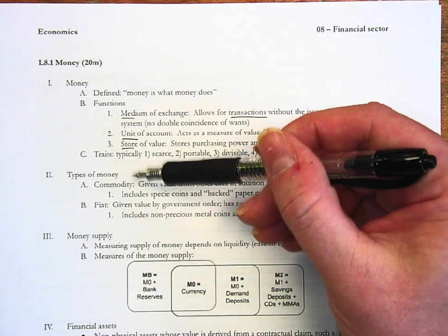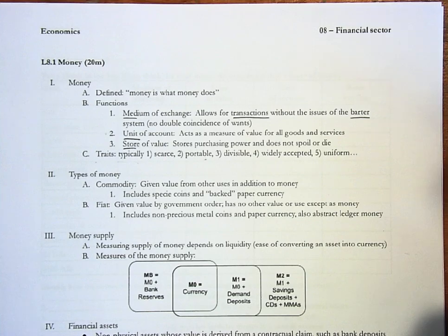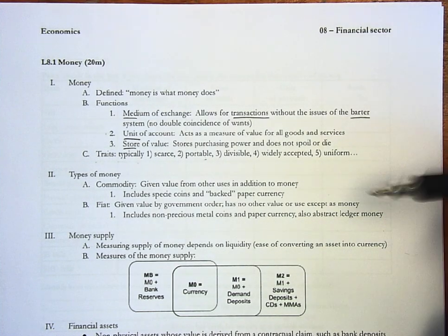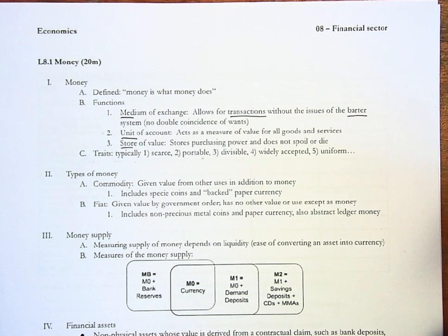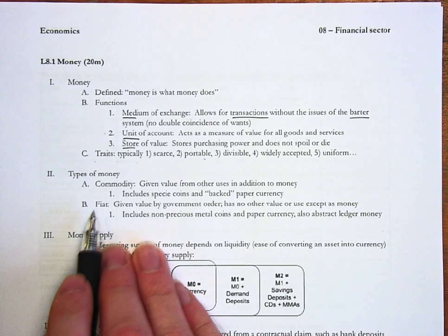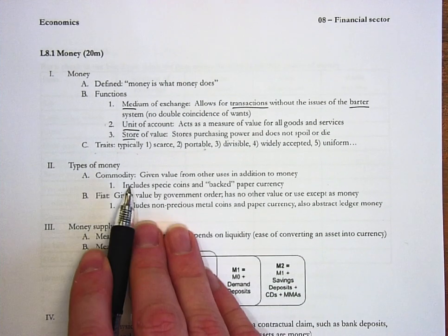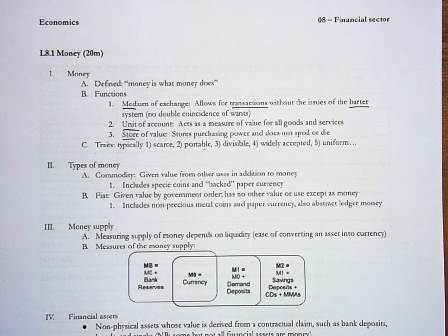But this is why we can have lots of different kinds of money out there, that different societies for thousands of years have used different products as money. But in general, as long as it fulfills these three functions, then it is money. There are generally, we'd say, two types of money. Commodity money, and that would be money that's given its value from other uses in addition to its use as money. And this could be something like specie coins, which would be basically coins which are themselves valuable.